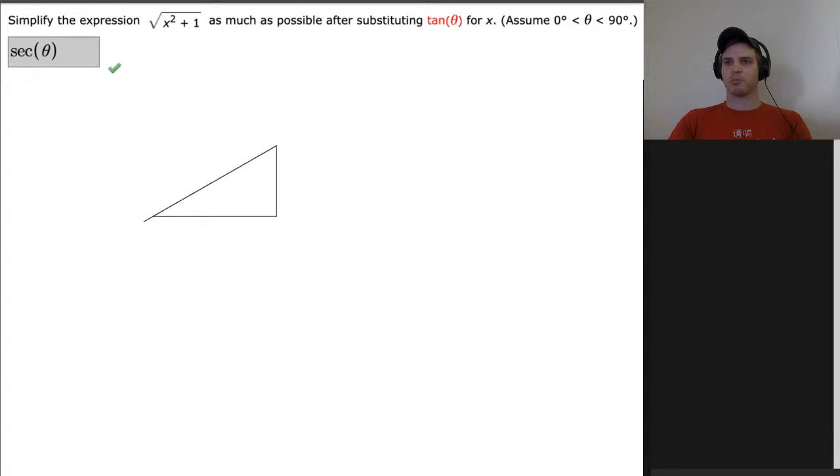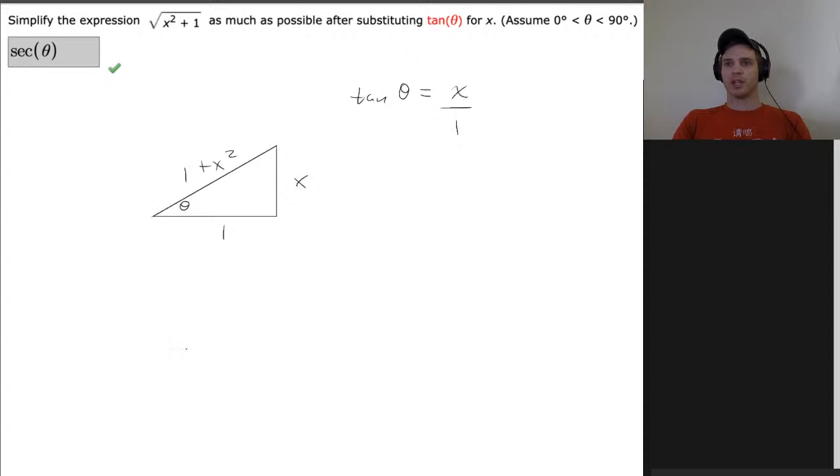All right, so suppose you have a right triangle, and you have this angle alpha, and you know that the tangent of this angle theta is equal to x, which is x over 1. So you know that this is x, and the tangent is the opposite over the adjacent, and this is 1, which makes this 1 squared plus x squared, or just 1 plus x squared.